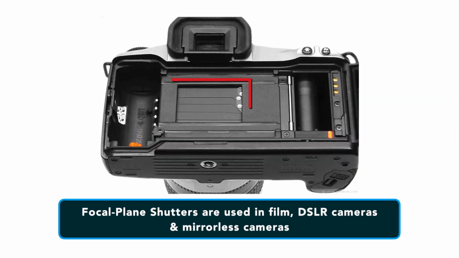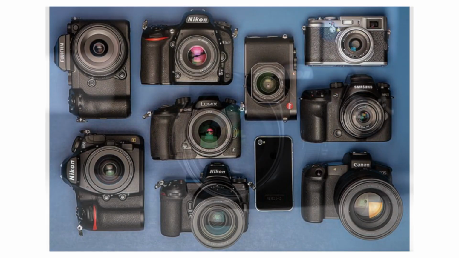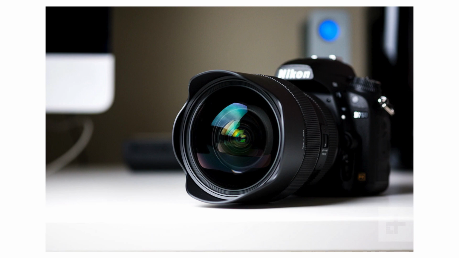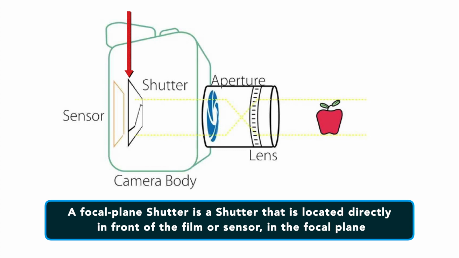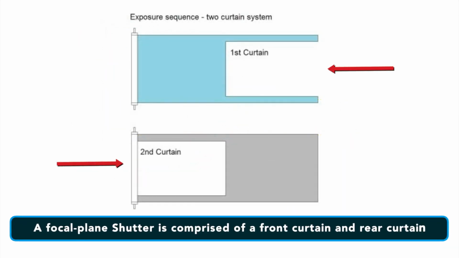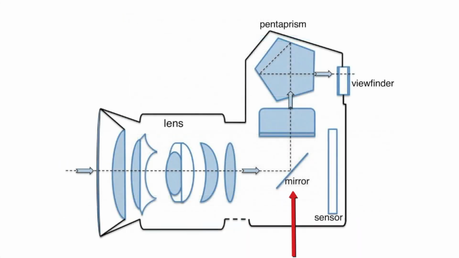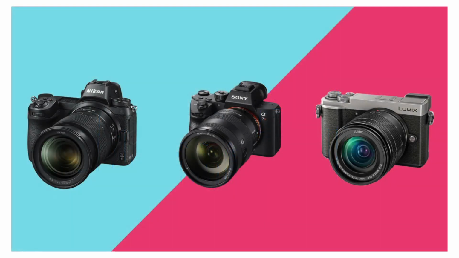Focal plane shutters are used in film, DSLR cameras, and mirrorless cameras as well. Photo cameras use a variety of shutter types. However, cameras with interchangeable lenses primarily have focal plane shutters. A focal plane shutter is a shutter that is located directly in front of the film or sensor in the focal plane. A focal plane shutter is comprised of a front curtain and a rear curtain.